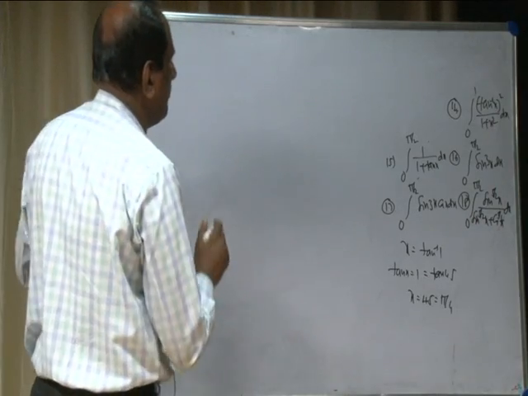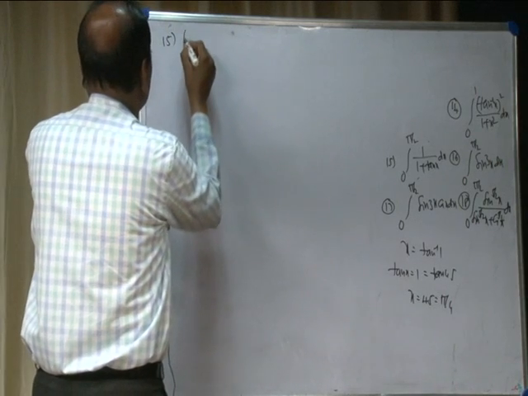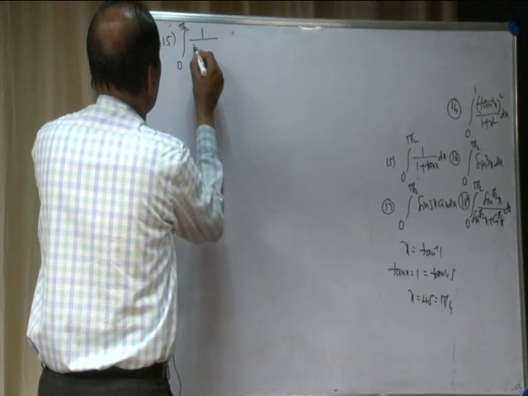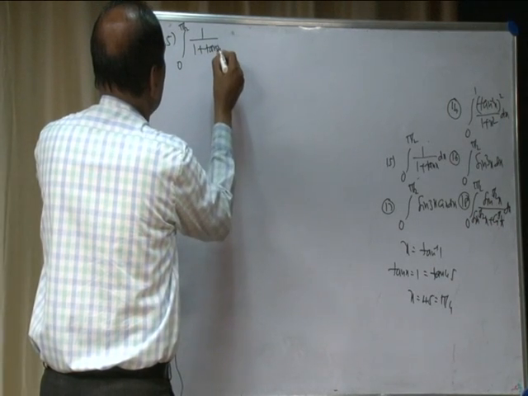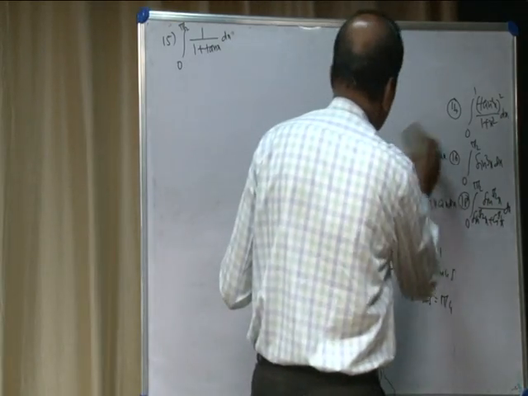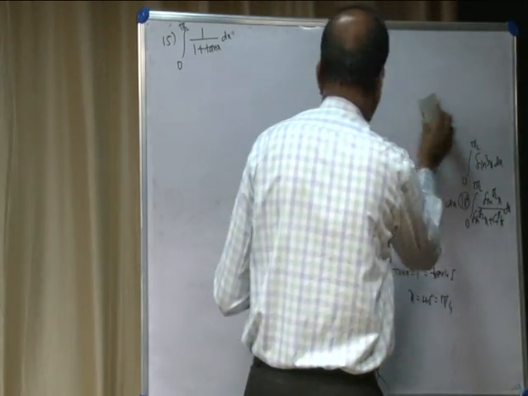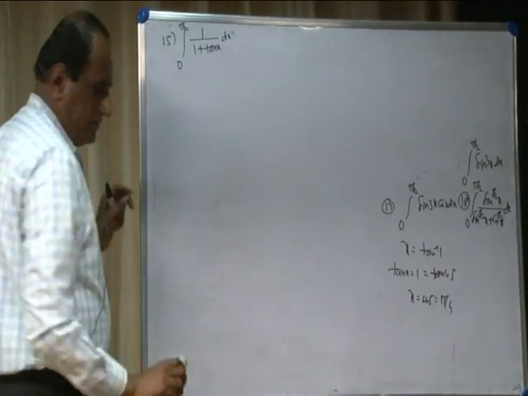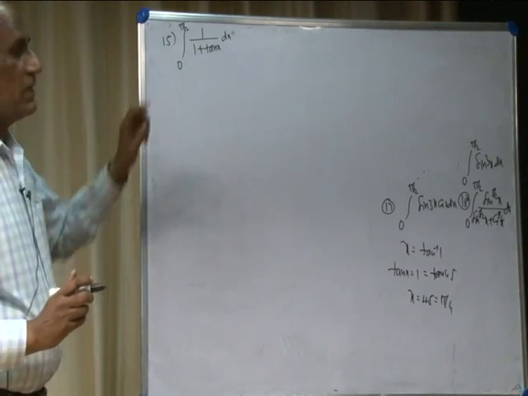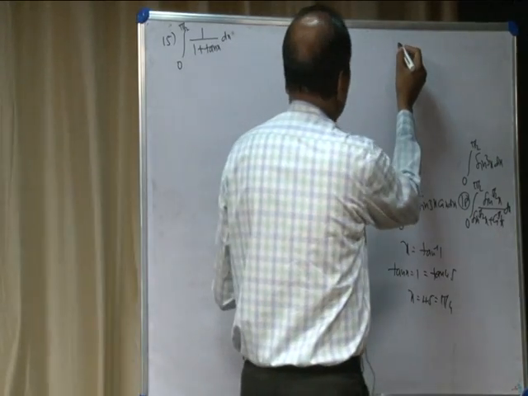Next problem, 15th problem. Integral from 0 to pi by 2 of 1 by 1 plus tan x dx. See here, I am going to apply one property. To work out this problem, what is that property? That I am going to explain now.